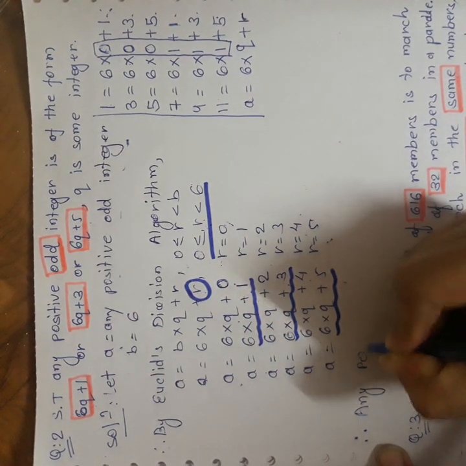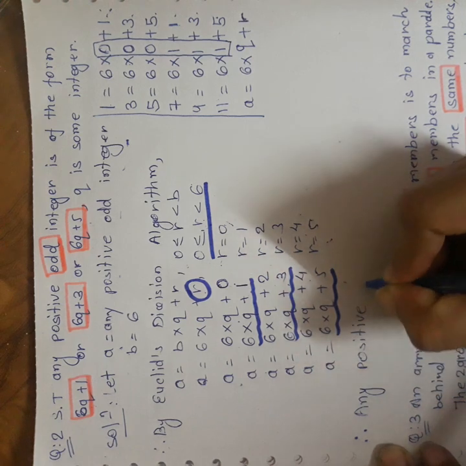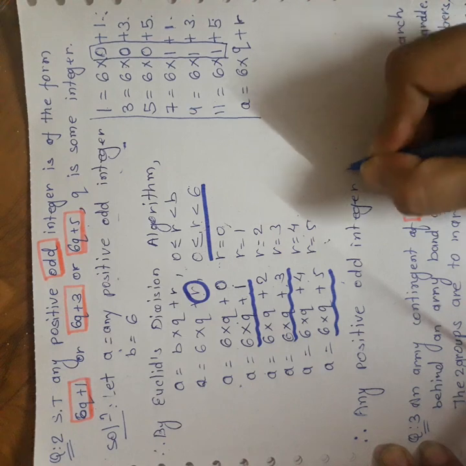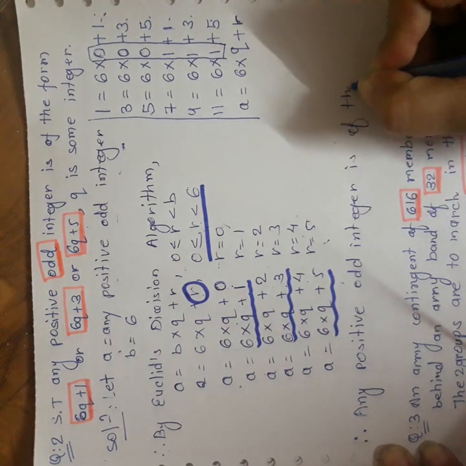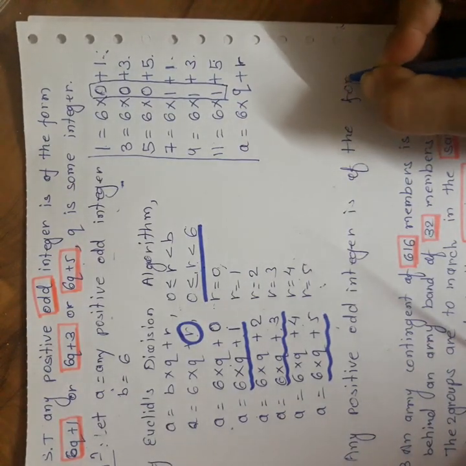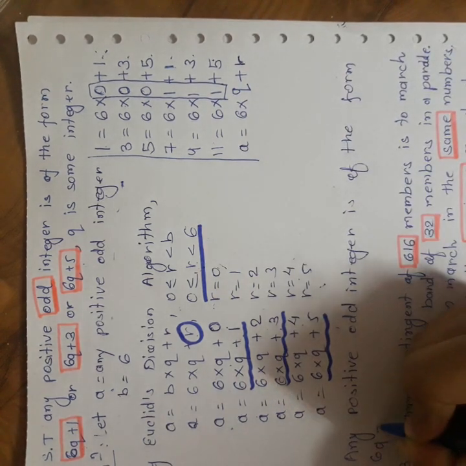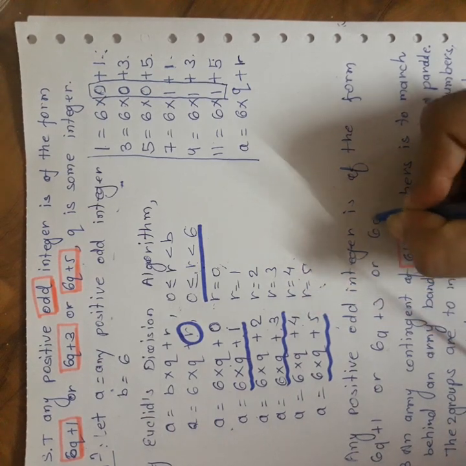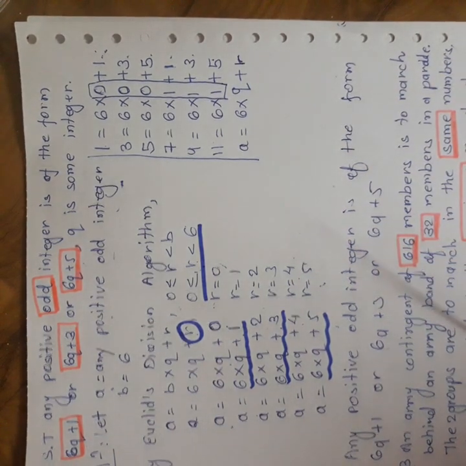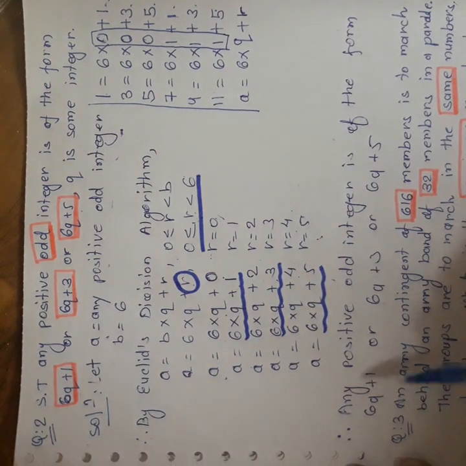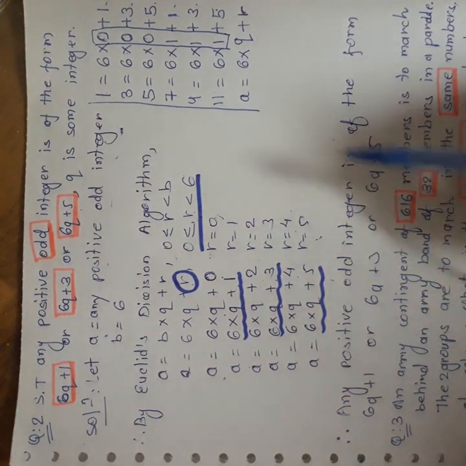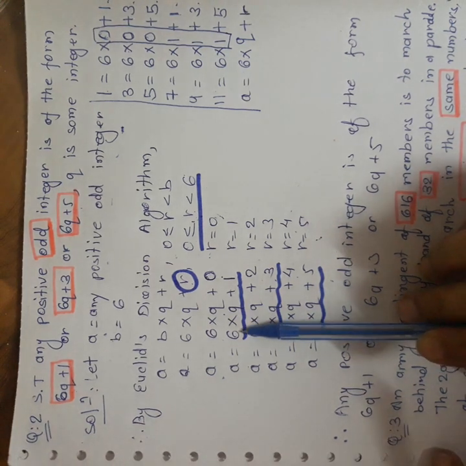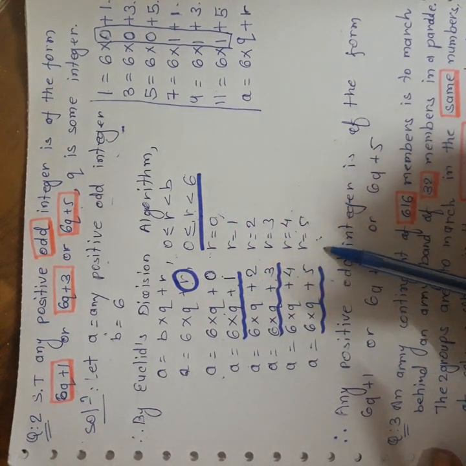And therefore, we can write that any positive odd integer is of the form 6q plus 1 or 6q plus 3 or 6q plus 5. Okay, is it clear? Yes. So it's pretty much cool. The result is: any positive odd integer is of the form 6q plus 1, 3 or 5.